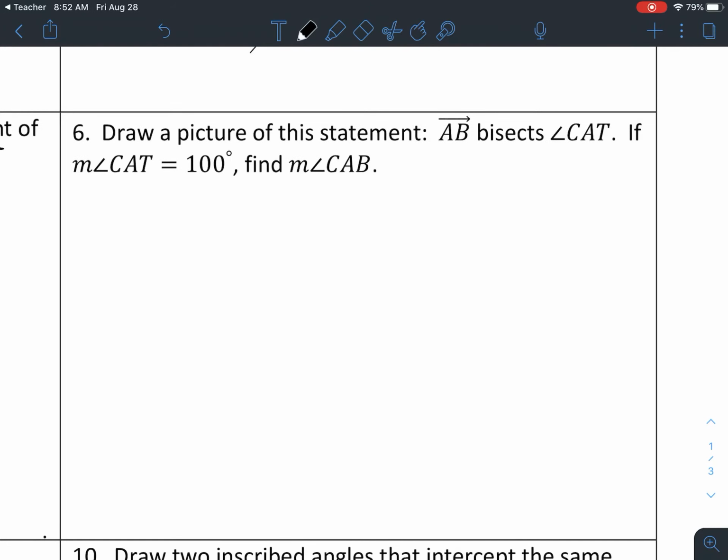Now, draw a picture of this statement. AB bisects angle CAT. So let's draw an angle. CAT equals 110, so we're going to go like this, or 100, I'm sorry. I'll try and draw it as straight lined as I can. And we're going to label this as C, A here in the middle because of the middle point there, and T there. And they're saying that line AB bisects it, so we're going to just say bisects, cuts in half. And we're going to say this is B.